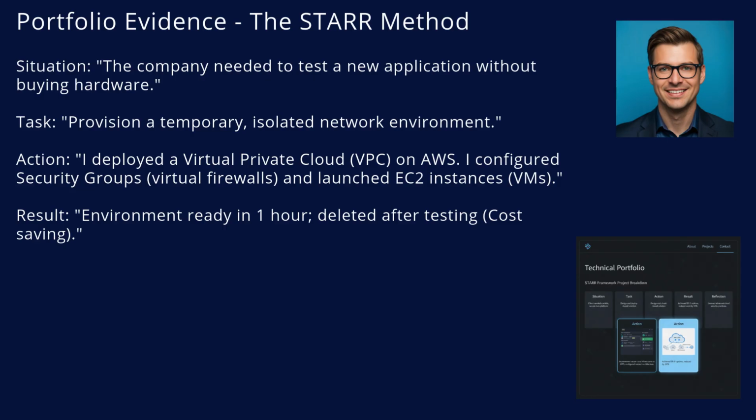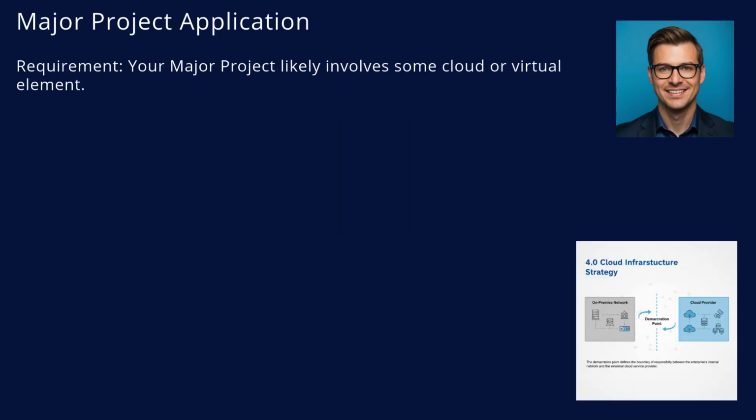Result: the environment was ready in 1 hour, costing only a few dollars, and I deleted it immediately after testing. Reflection: I learned that cloud agility can significantly accelerate project timelines compared to physical procurement. If you are doing your major project, K63 is almost certainly relevant.